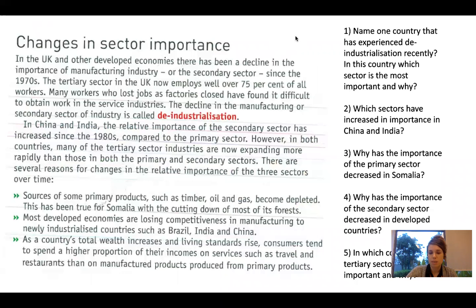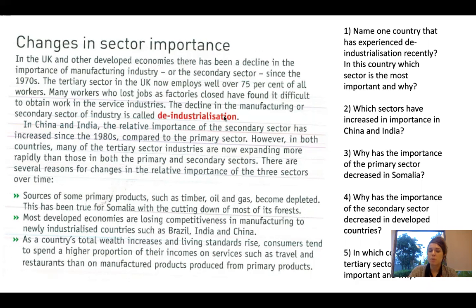If we look at the examples here, I'm going to read this out to you. So the changes in sector importance. In the UK and other developed economies, there has been a decline in the importance of manufacturing industry or the secondary sector since the 1970s. The tertiary sector in the UK now employs well over 75% of all workers. Many workers who lost jobs as factories closed have found it difficult to obtain work in the service industries. The decline in the manufacturing or secondary sector of industry is called deindustrialization.